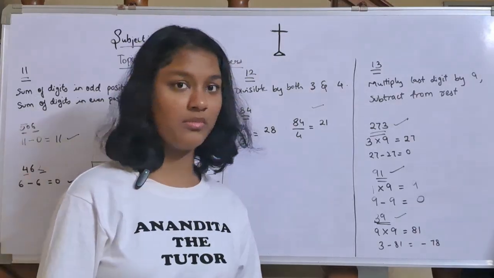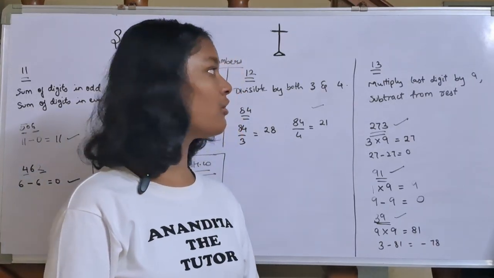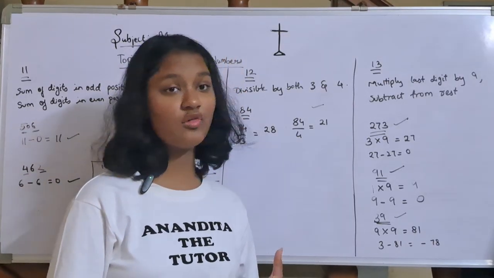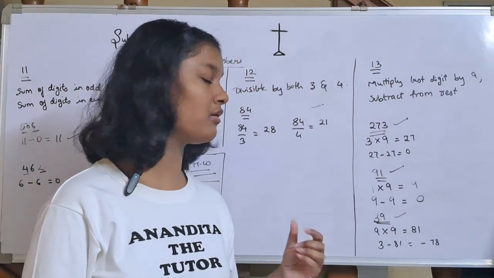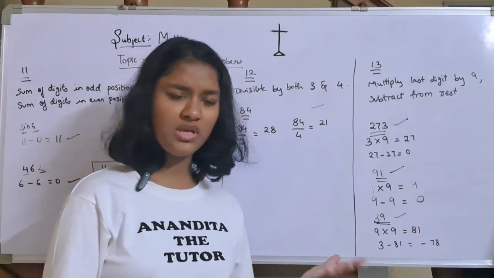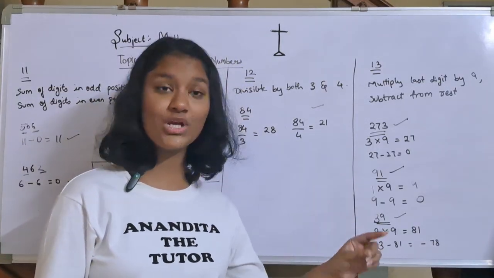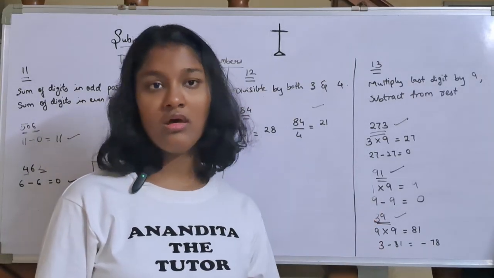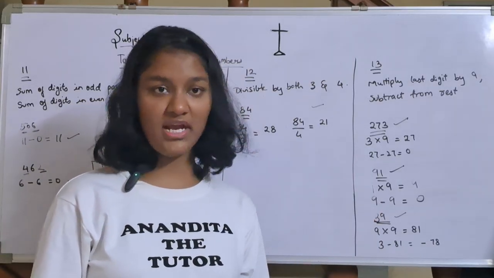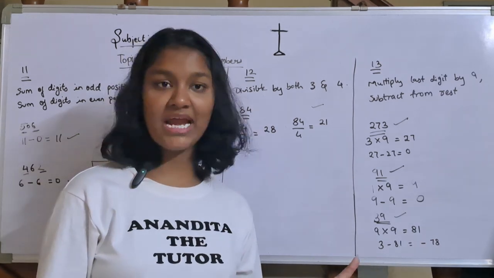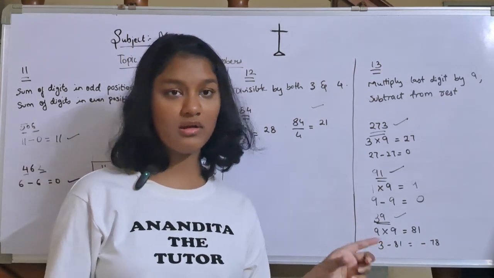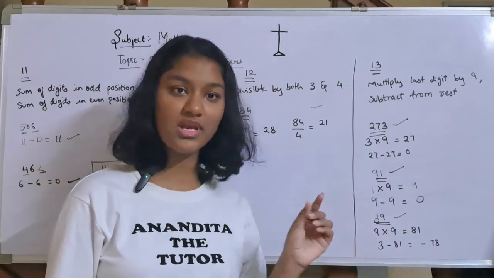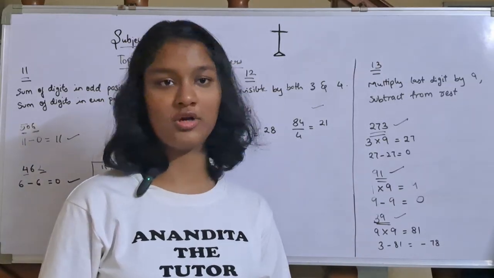Then the last number is 13. How to check if any number is divisible by 13? Whichever number you have been given, the last digit, that is the units place digit, you have to multiply by 9. Whatever answer you get, you have to subtract it from the rest of the number. Whatever number you get should be divisible by 13.